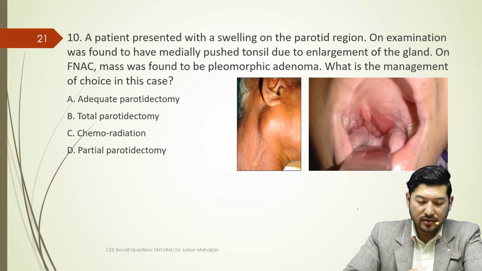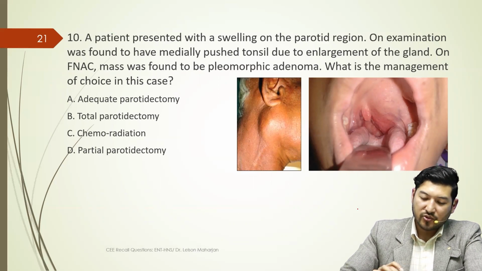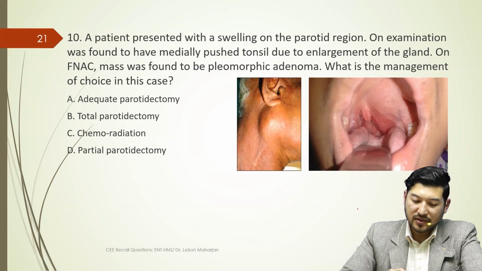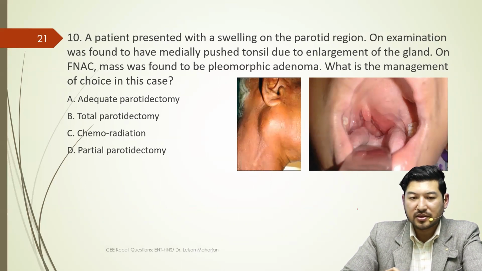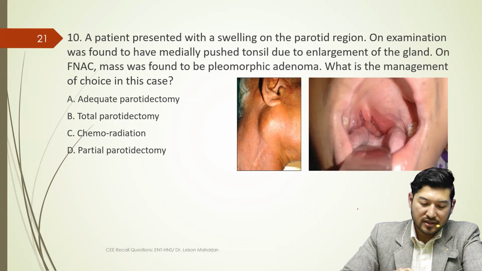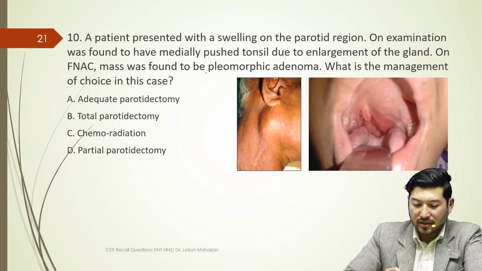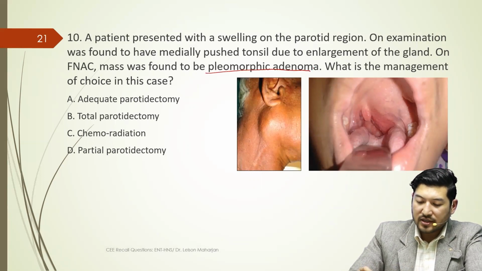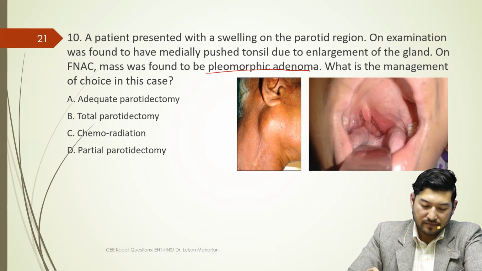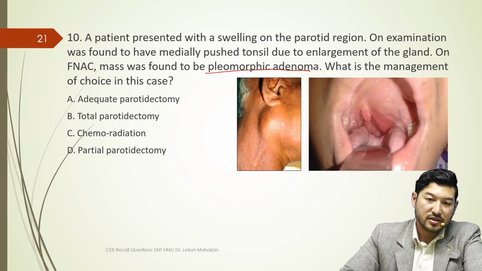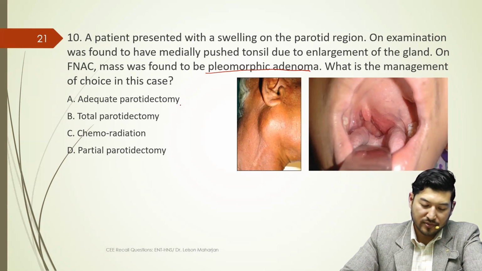Now question number 10. A patient presented with a swelling in the parotid region. On examination, the tonsil was found to be medially displaced due to enlargement of the gland. On FNAC, the mass was found to be pleomorphic adenoma. What is the management of choice in this case? There are 4 options: adequate parotidectomy, total parotidectomy, chemoradiation, and partial parotidectomy.